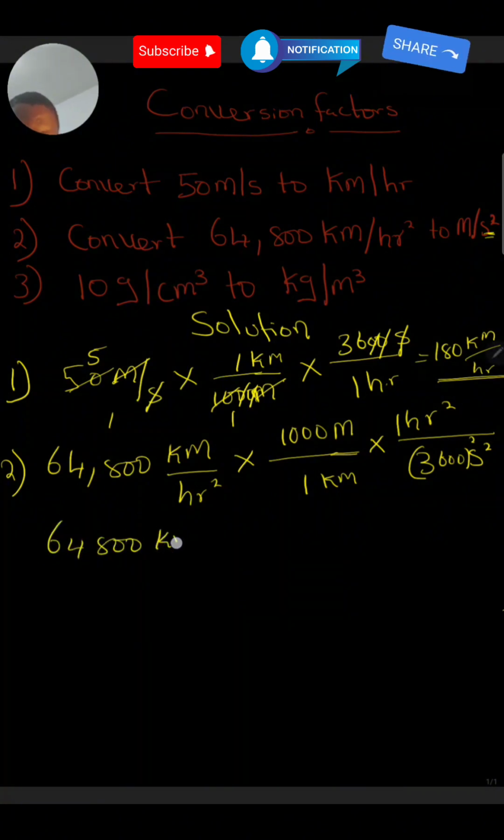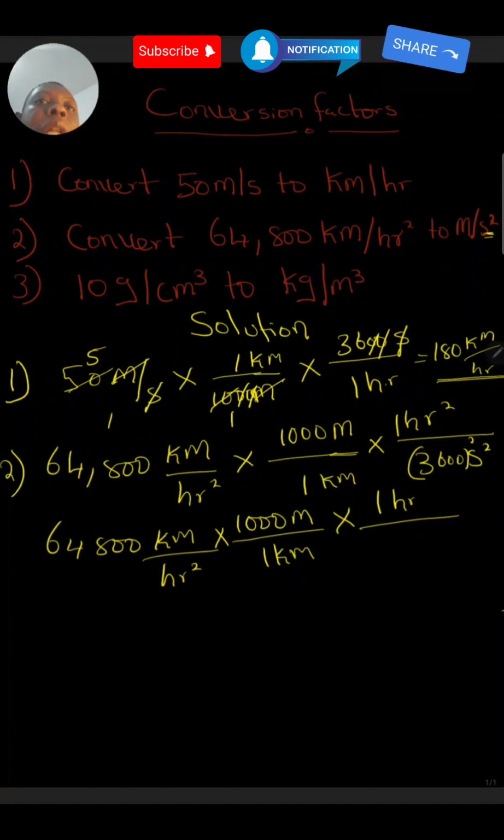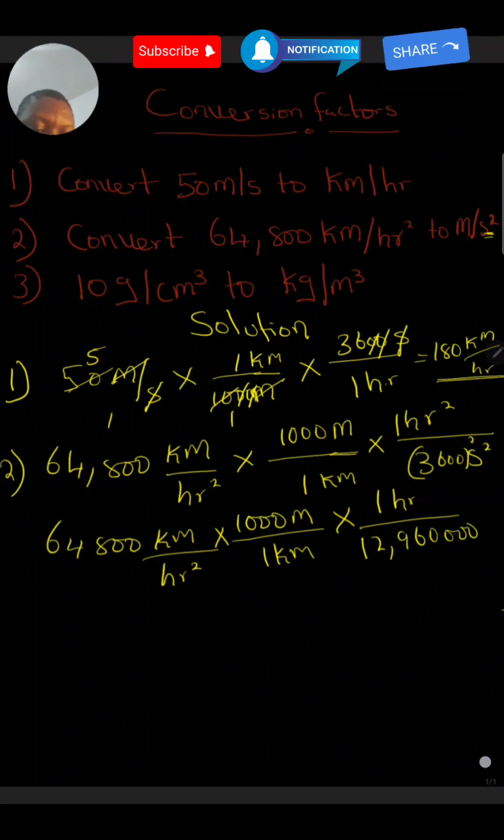So, first of all, squaring this, we now have 64,800 kilometer per hour squared times 1000 meter over 1 kilometer times 1 over 1, because remember this square is affecting this. 1 times 1 is still the same thing as 1 hour. And here now, this will be 3600 squared, which is 3600 times 3600, and that will give us 12,960,000 seconds squared. Okay, so in this scenario now, we can cancel hour squared.